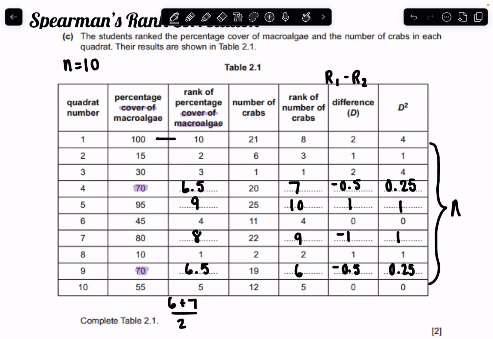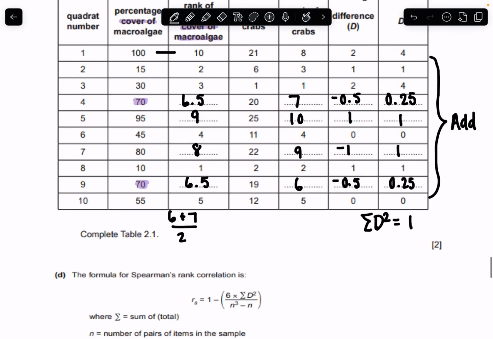Then remember, we do the sum of d squared. So that means we're adding all of d squared up, and that's going to be the sum of d squared, which eventually will plug into our equation. So we're going to add up this last column. You'll get 12.5 once you add up all of your numbers.